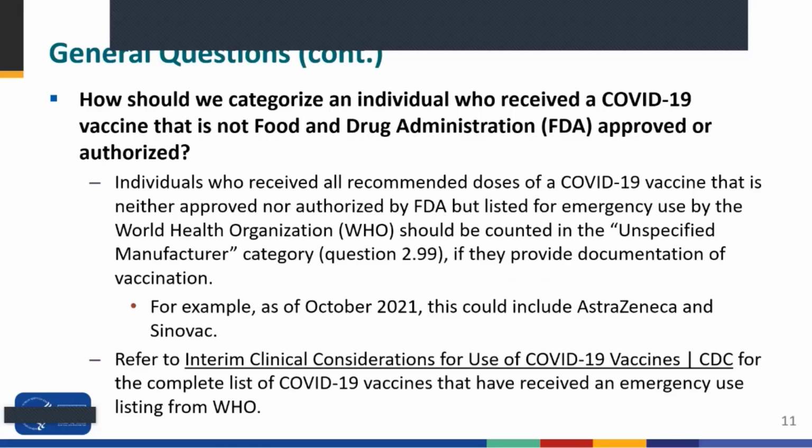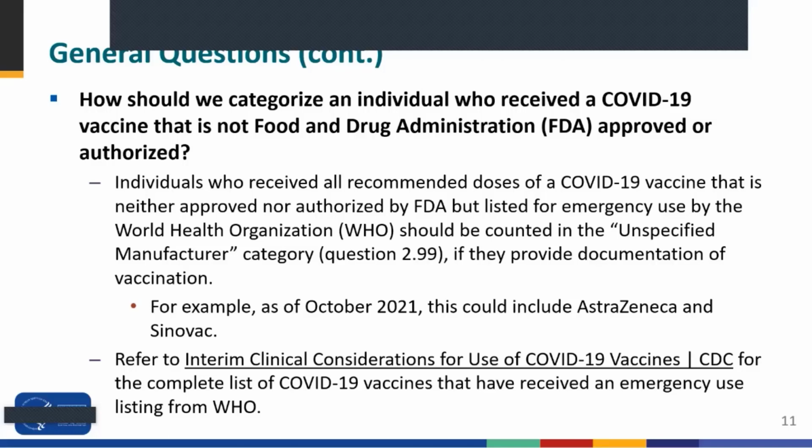In terms of reporting vaccination data, there are some questions on how to categorize individuals who received a COVID-19 vaccine that is not Food and Drug Administration or FDA approved or authorized. An example would be AstraZeneca.